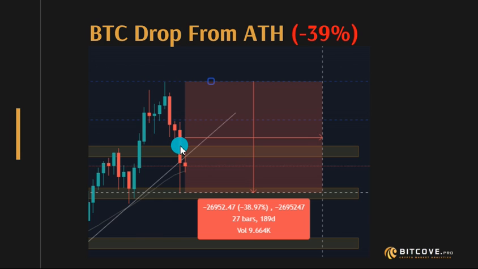We unfortunately broke this support and went straight down to 42K. So then we bounced back up to 50K again, and now we're trading around here right now, I believe.